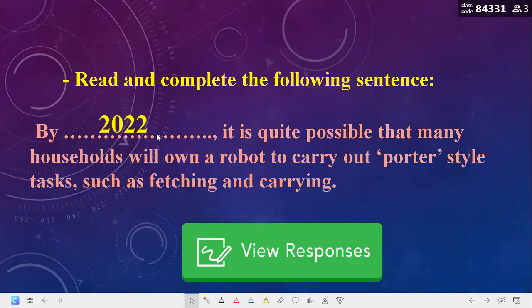So by 2022 it's quite possible that many households will own a robot to carry out porter style tasks such as fetching and carrying. Okay, at the end, my dear students, I'd like to thank you for your attendance and your participation. Thanks a lot.